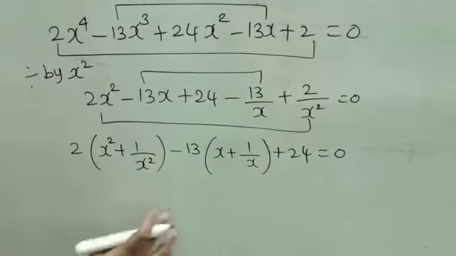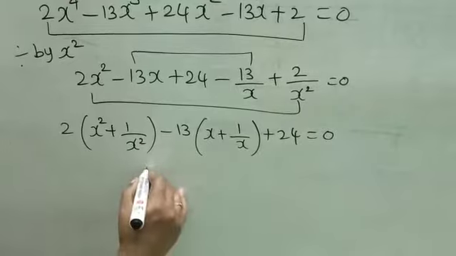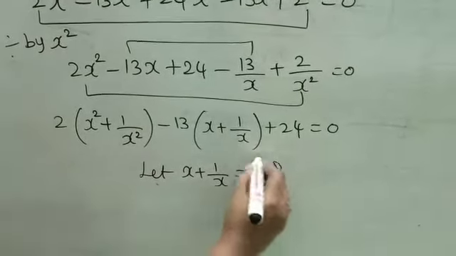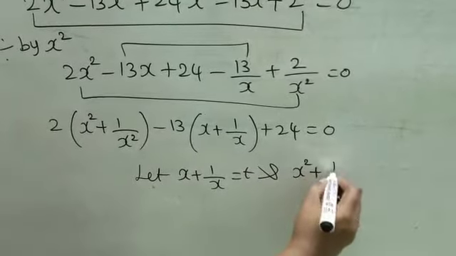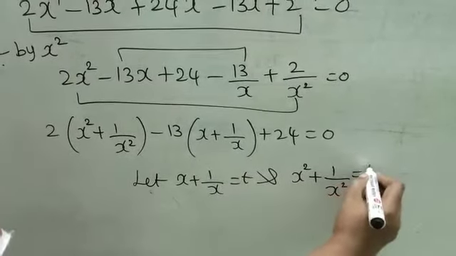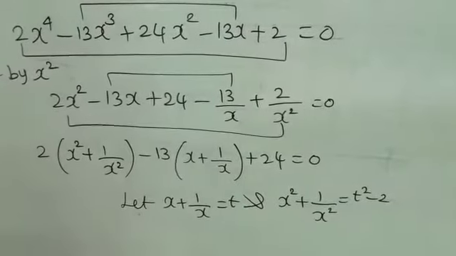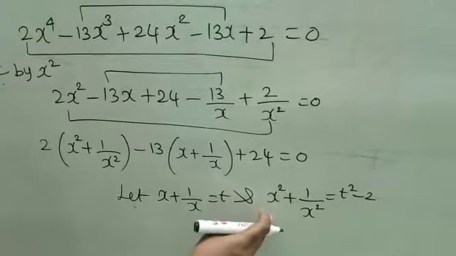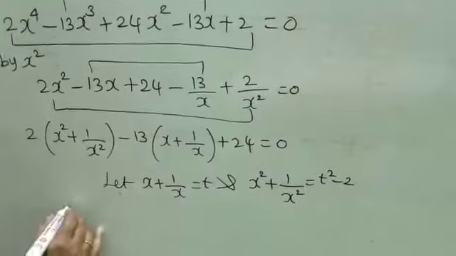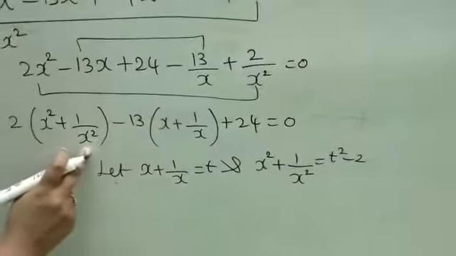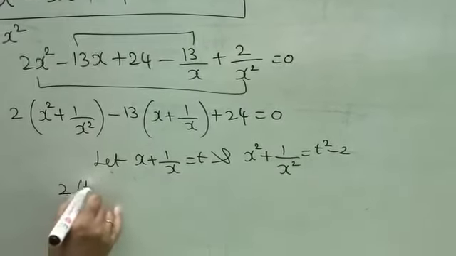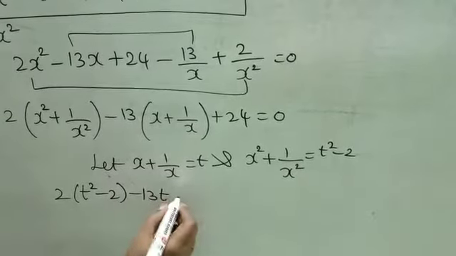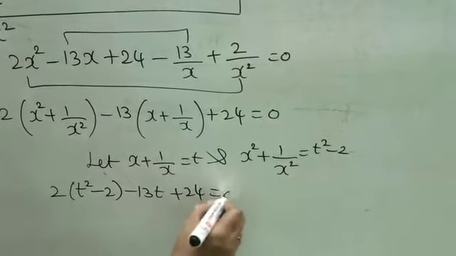Already we know the substitution. Put x plus 1 by x equal to t, and x square plus 1 by x square equal to t square minus 2 in the equation. Okay, now 2 into x square plus 1 by x square is 2 into t square minus 2. Minus 13 into x plus 1 by x is t, plus 24 equal to 0.